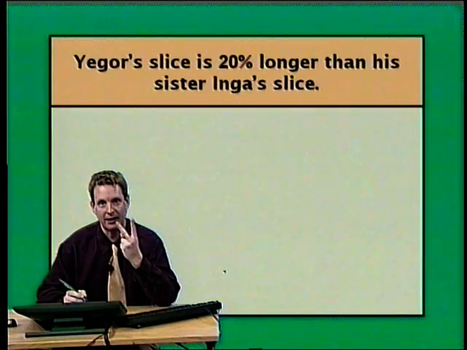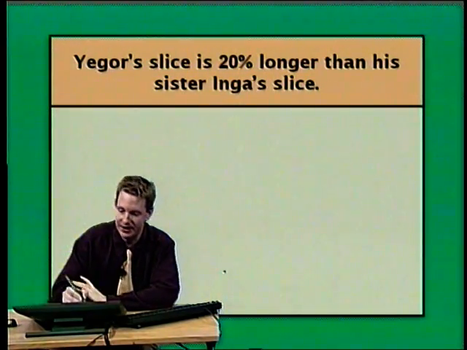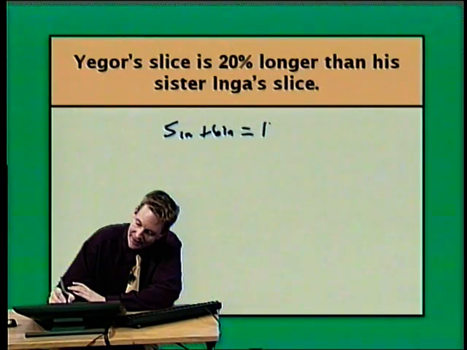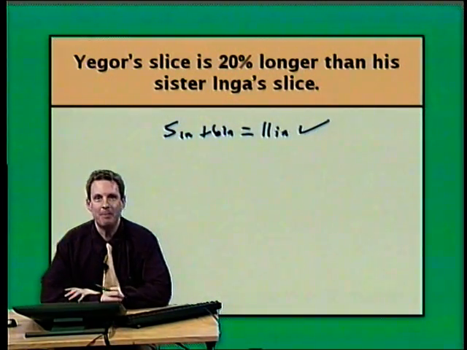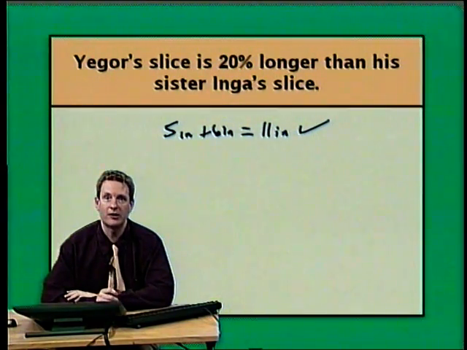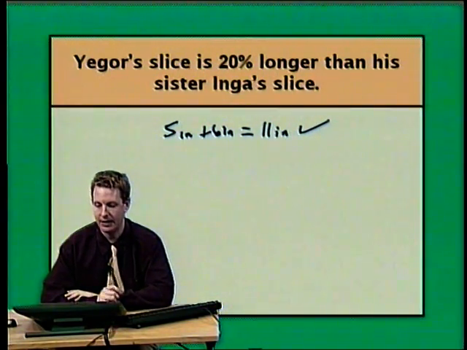Two things we need to check. Is the total length 11 inches? 5 inches plus 6 inches, is that 11 inches? Yep. Now what we need to check is Yegor's length 20% longer than his sister's Inga's length.